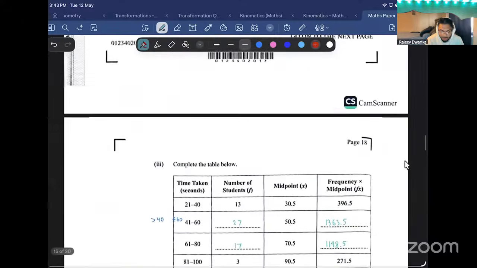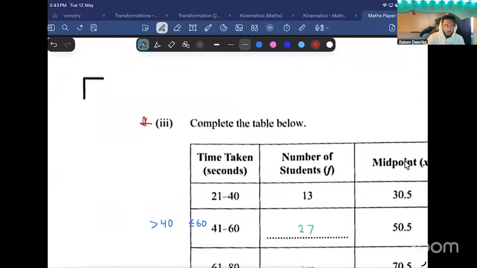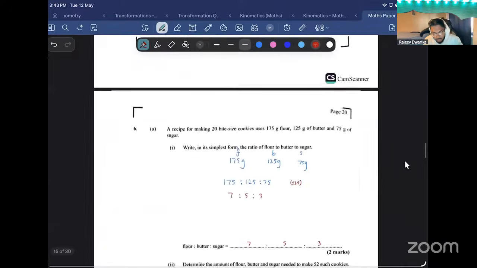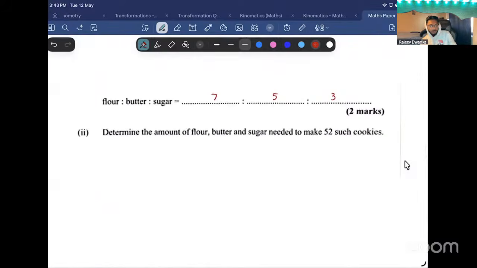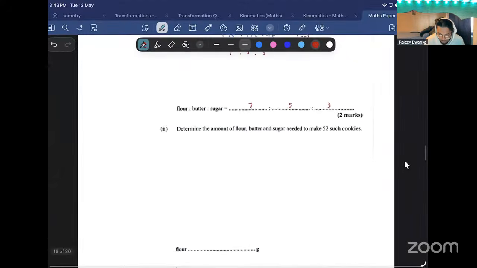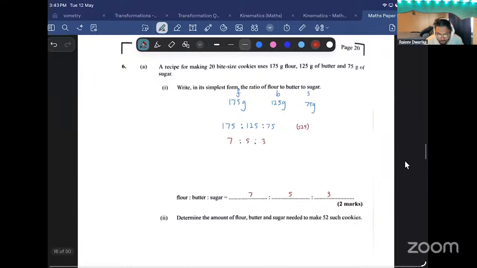Okay, I'm going to put an asterisk by this too. This was a tough question, I would say. When we finish, I'll count all the tough questions I think students will struggle with. Determine the amount of flour, butter, and sugar needed to make 52 such cookies. Okay, no problem. It's not hard.